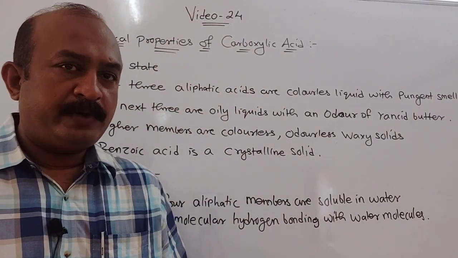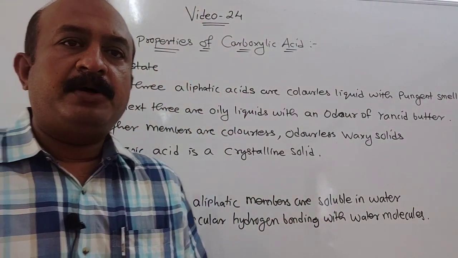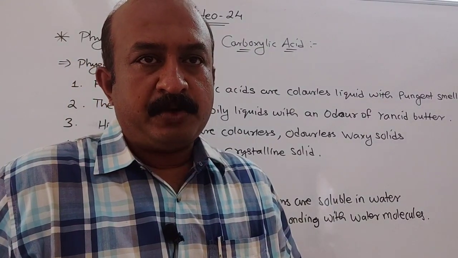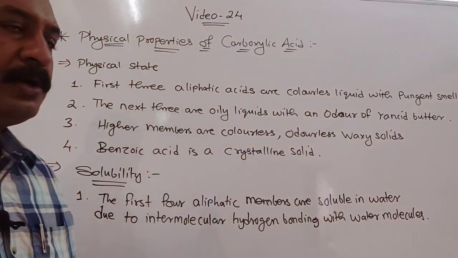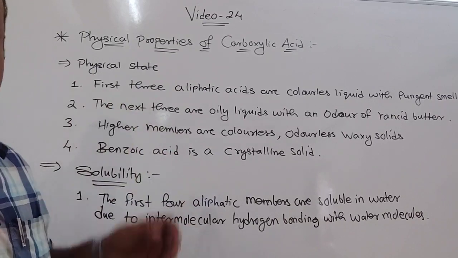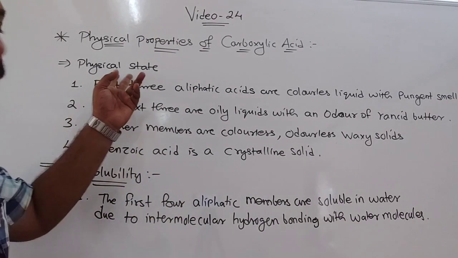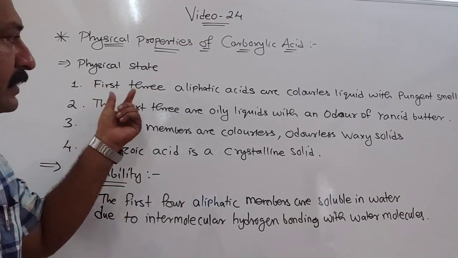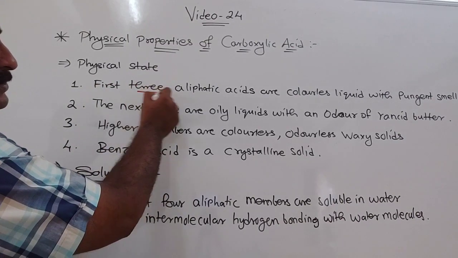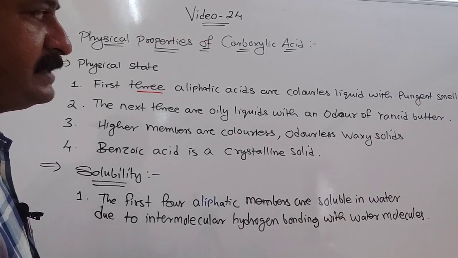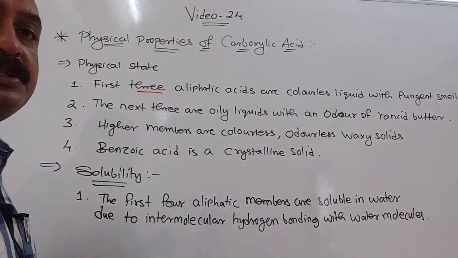Today in video 24 we are going to study the physical properties of carboxylic acid. When we talk about the physical properties, it is written in a very simple way. First we will talk about the physical state. Here it is written: the first three members of aliphatic acids are colorless liquids with a pungent smell.